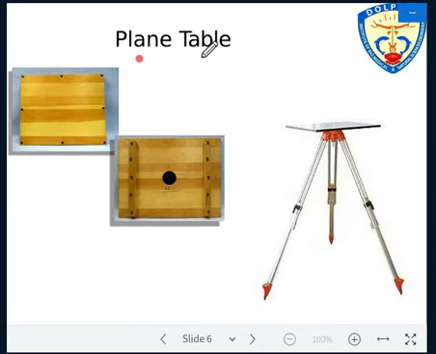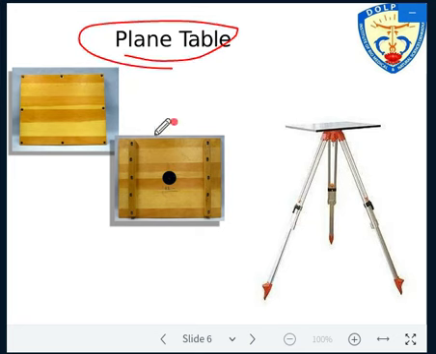So first, the plane table. Just look at the table. What is a plane table? You can easily understand that it is a kind of drawing board made up of well seasoned wood. Well seasoned wood is required, otherwise when the weather changes it may contract or it may get bent. That's why well seasoned wood is used, so that it is free from any kind of error whatever the weather is.